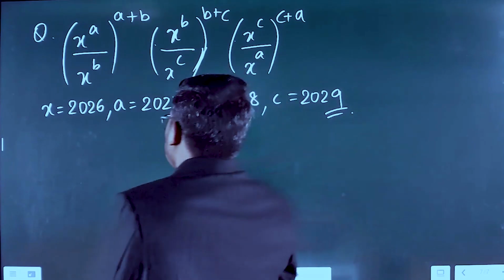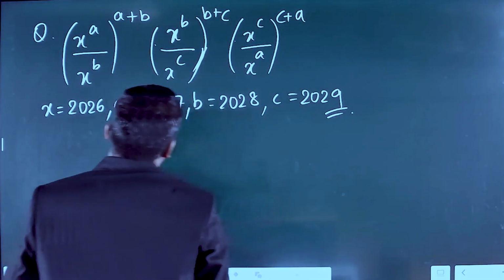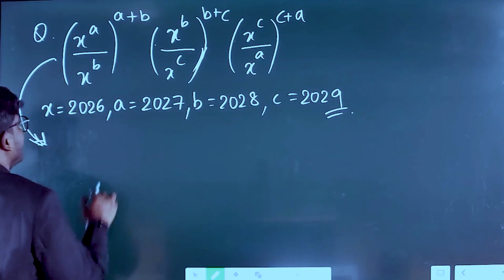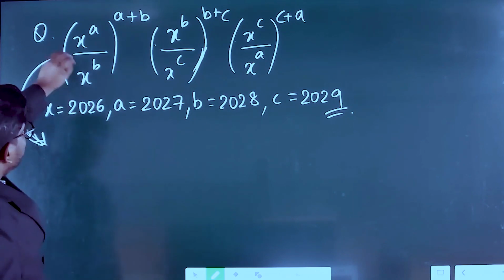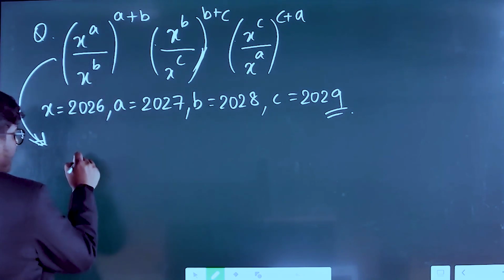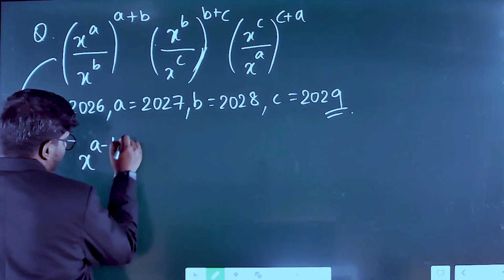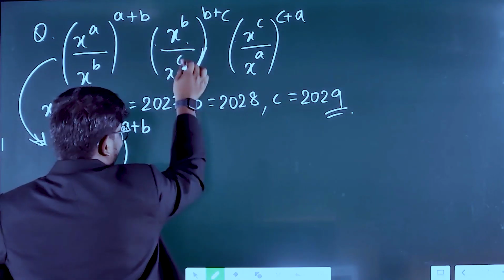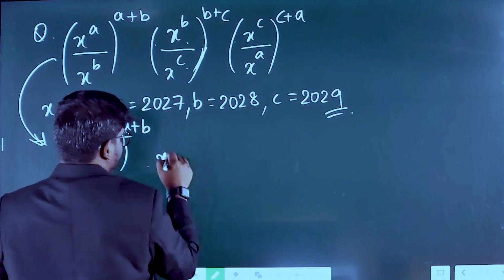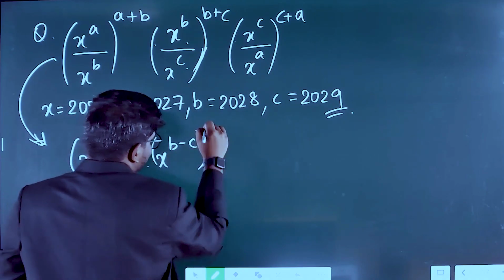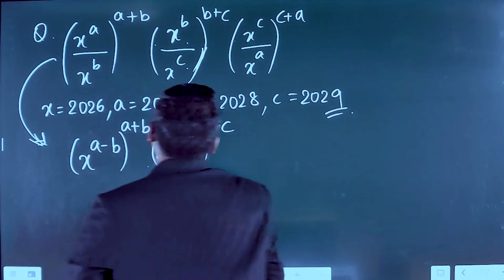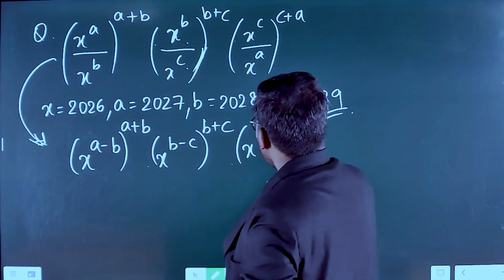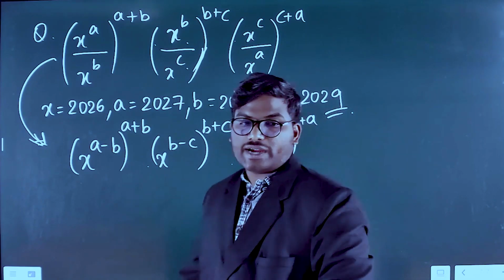So how do we solve this? Before we take the values, we will simplify this. How do we simplify this? Using the laws of exponents. So x power a by x power b shall be x power a minus b whole power a plus b, into x power b by x power c will be x power b minus c whole power b plus c. Similarly, x power c minus a whole power c plus a, right?